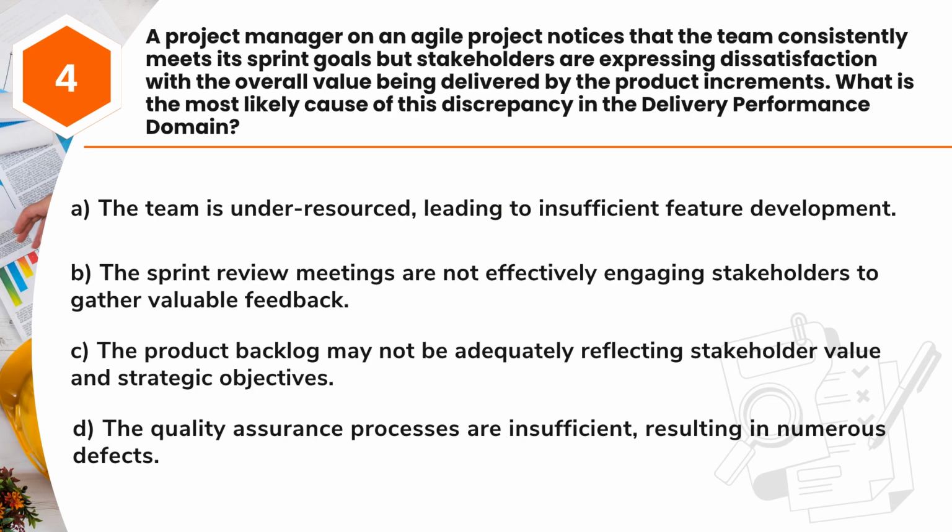Question 4. A project manager on an agile project notices that the team consistently meets its sprint goals, but stakeholders are expressing dissatisfaction with the overall value being delivered by the product increments. What is the most likely cause of this discrepancy in the delivery performance domain? A. The team is under-resourced, leading to insufficient feature development. B. The sprint review meetings are not effectively engaging stakeholders to gather valuable feedback. C. The product backlog may not be adequately reflecting stakeholder value and strategic objectives. D. The quality assurance processes are insufficient, resulting in numerous defects.